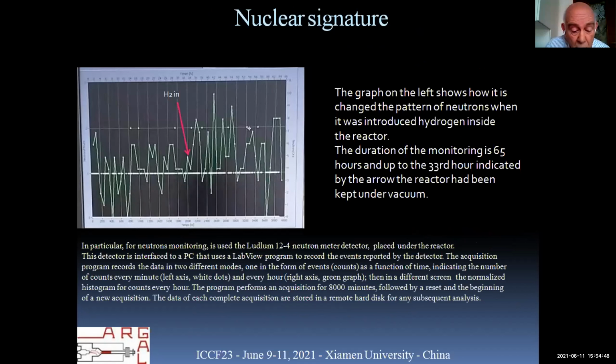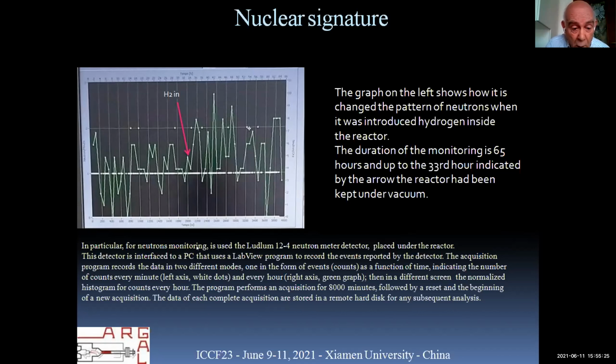In this slide, we see the graph of the trend of neutrons per minute and neutrons per hour recorded by the neutron detector seen in the previous slide. In particular, the neutrons every hour are plotted with the green dots united by the green line, and it is clearly seen that at a certain point, when hydrogen was introduced into the reactor, the number of neutrons every hour is significantly increased, as will be better shown in the histogram in the next slide.